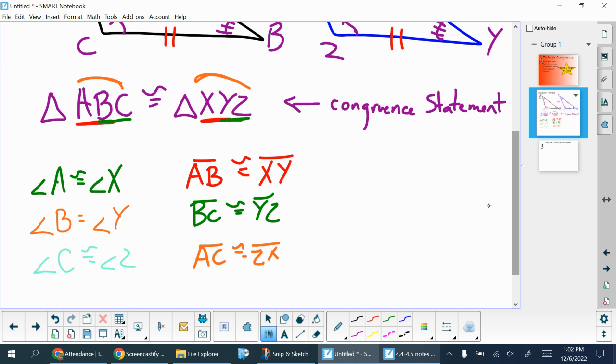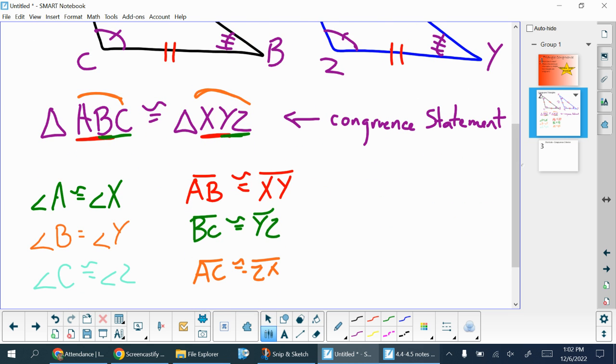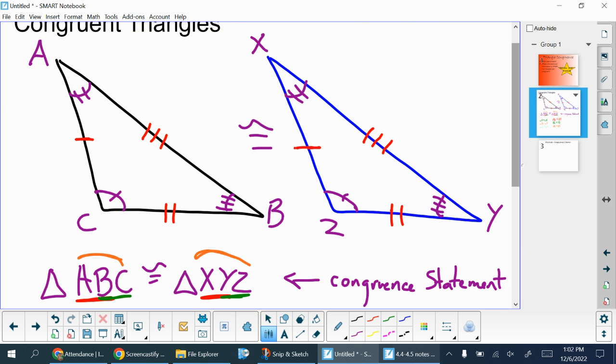So in that one congruence statement, we are showing the three congruent angles along with the three congruent sides. Once we know the two triangles are congruent, we know all of those angles and all of those sides are congruent. We will come back to that later on. But for right now, the big thing to know is that when we say that two triangles are congruent with our congruence statement, we need to be matching up the corresponding vertices.